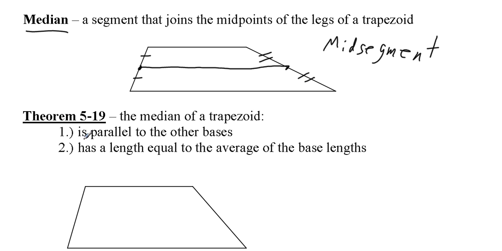And the median of the trapezoid has two characteristics that are very important. Number one, it's parallel to the other bases. So if we draw a median here, this is going to end up being parallel to the other two parallel sides, being the bases. And also, its length is the average of the bases.